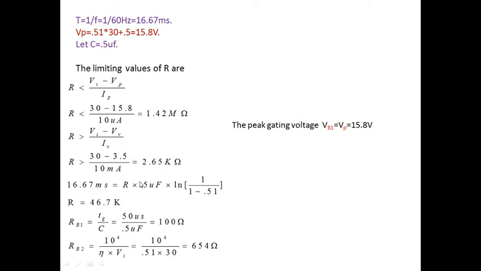So T is equal to RC ln 1 by 1 minus eta. You assume C as 0.5 microfarad. So we can calculate the R value, 46.7 kilo ohm.